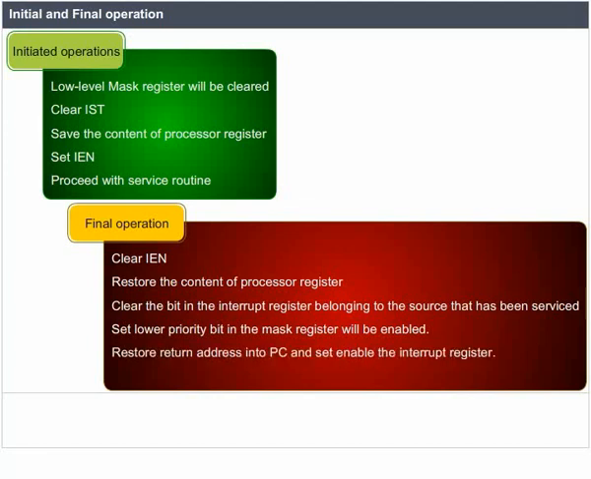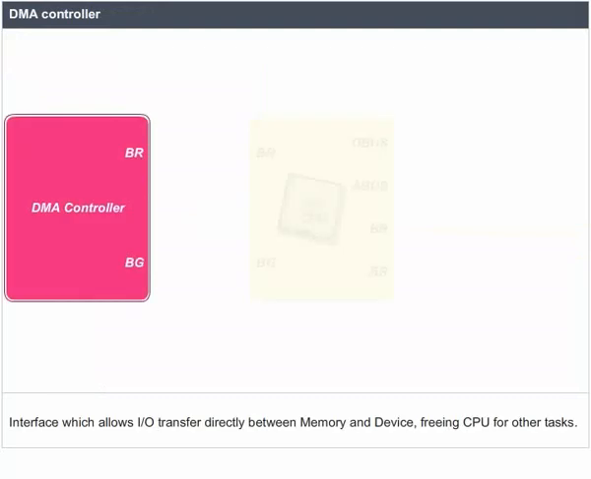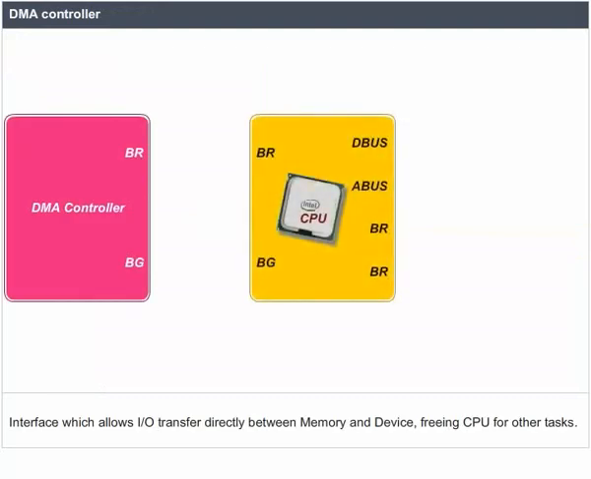Restore return address into PC and set enable the interrupt register. An initial and final operation is called as overhead operations or housekeeping chores. DMA controller, interface which allows input-output transfer directly between memory and device, freeing CPU for other tasks.